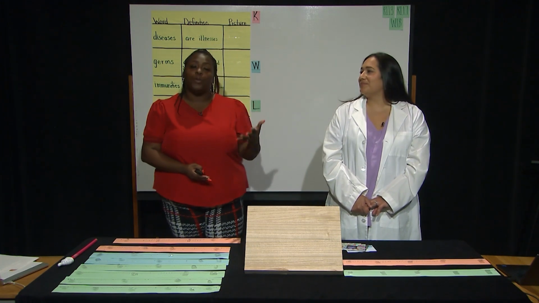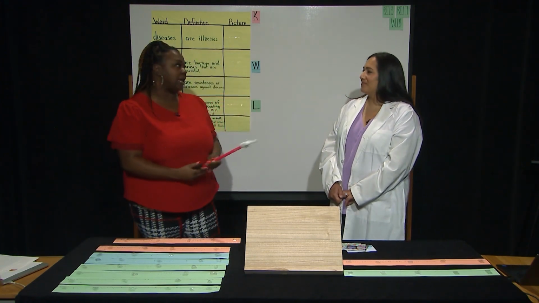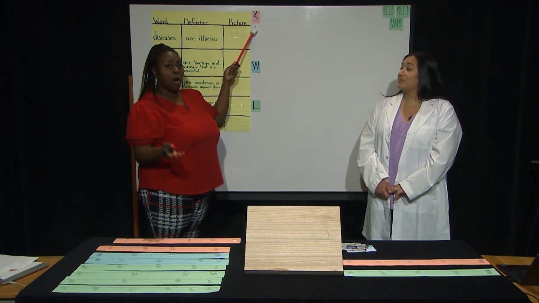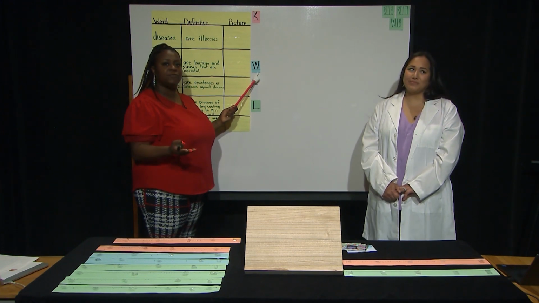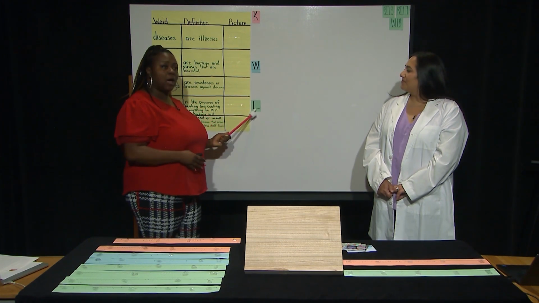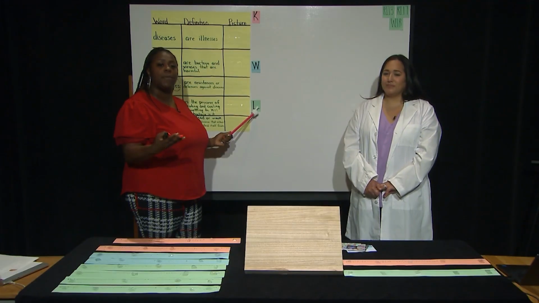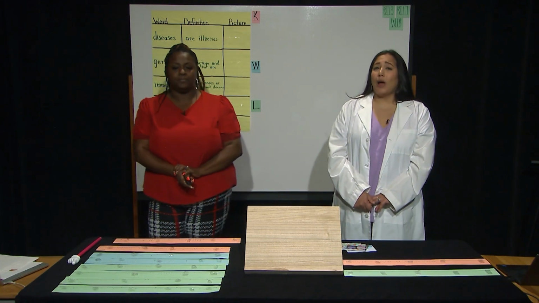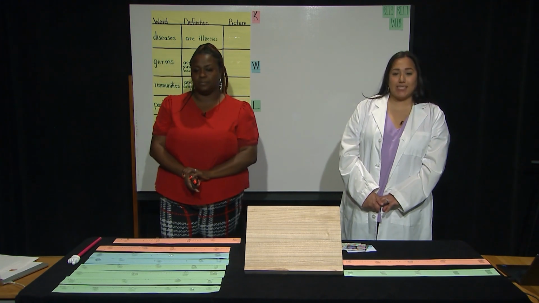Before we get started, we're going to complete a KWL chart. Take a look at our chart. The K stands for what you already know about germs and vaccines. The W stands for what you wonder about germs and vaccines. And the L, after we're done reading the story, stands for what you have learned about germs and vaccines. Let's start with what we may already know about germs and vaccines.